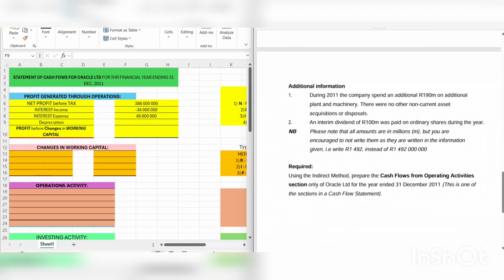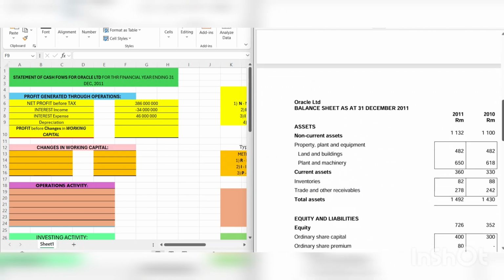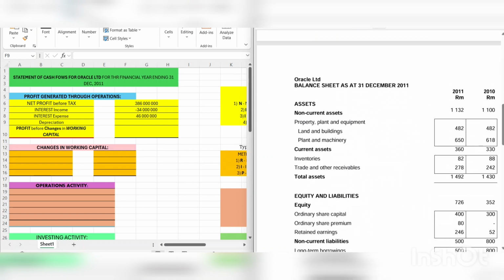In order to calculate depreciation, we need to check our assets, specifically our non-current assets. And so we find here under our PPE, land and buildings from 2010 to 2011 has remained the same, but there is a change in plant and machinery. All right. Now, before we include these amounts, always remember to check your additional information. So it says here that the company spent an additional 190 million on plant and machinery. Okay, so we're going to have to use that amount when calculating depreciation.